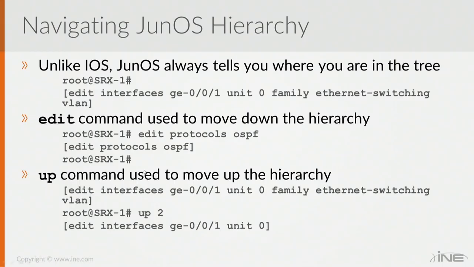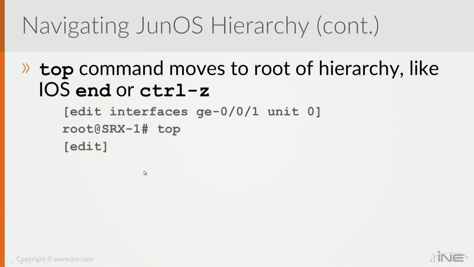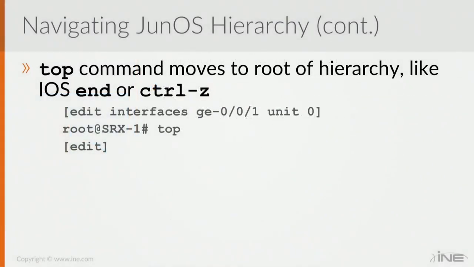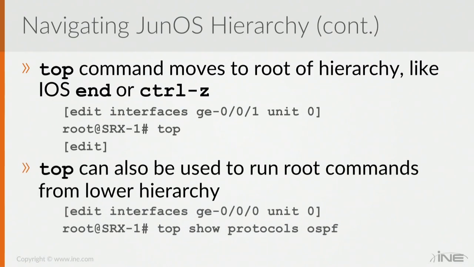The other option is if you want to go all the way up to the root of the hierarchy, you say top. This is the equivalent of either saying end in IOS or Control Z. Now, once you go back to the top of the hierarchy, it doesn't necessarily mean that we've saved our changes, though. So we'll still have to use a commit command to actually apply whatever configs that we want from the candidate configuration to the active configuration. And we'll see shortly how we can actually tell what those changes are that we want to apply. The other real useful feature of this top command is that you can run commands at the root level while already being in lower levels of the hierarchy.